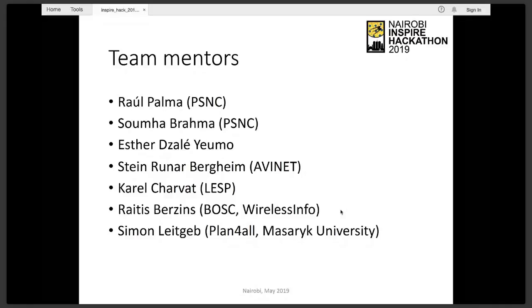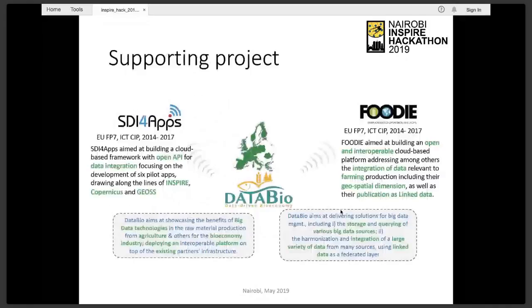Just to quickly introduce the project that is supporting these activities, it is called DataBio. DataBio aims at showcasing the benefits of big data in raw material production, particularly from agriculture and other bioeconomy industry sectors, but we are focusing here on the agriculture domain. DataBio is getting results from previous projects like Foodie and SDI4Apps. So what is the objective of this team?